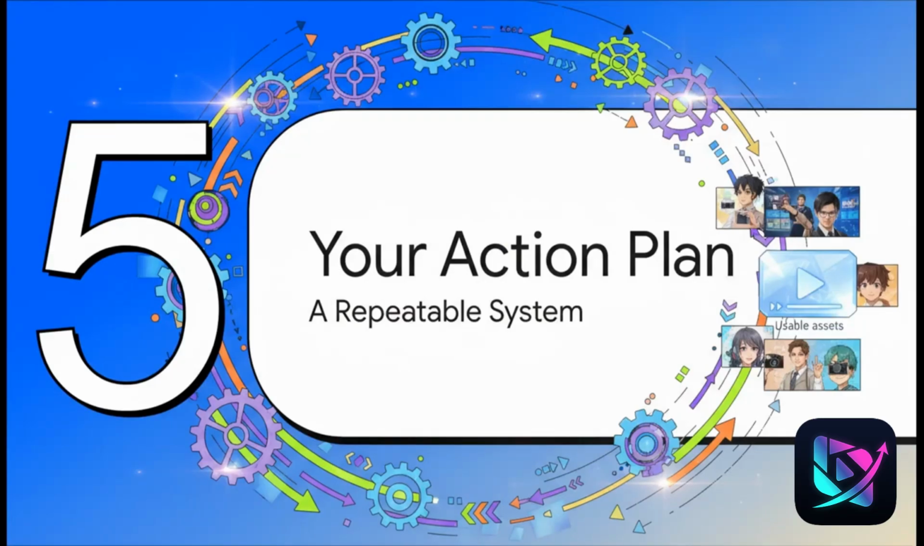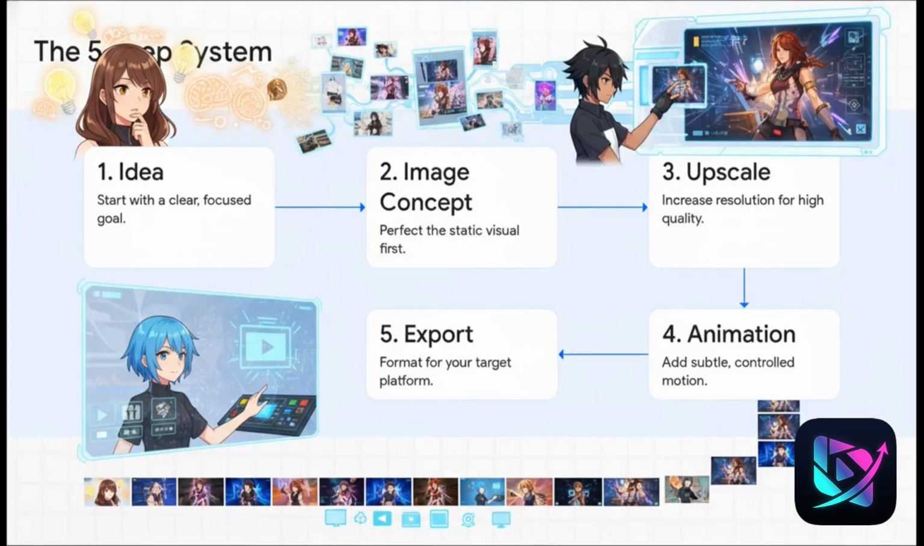So the most important thing to remember is that this isn't just a collection of tips. It's a simple, repeatable system. It's designed from the ground up to produce a usable asset every single time you run it. So let's just recap that 5-step system one last time. Start with your idea, perfect the image concept, upscale it for quality, add some subtle animation, and finally export it for your platform. That's the entire workflow.